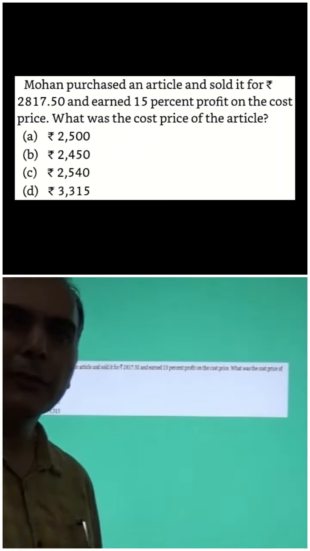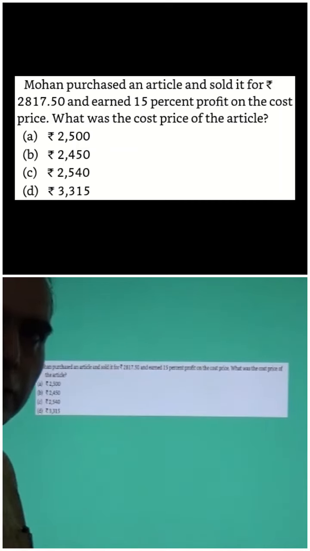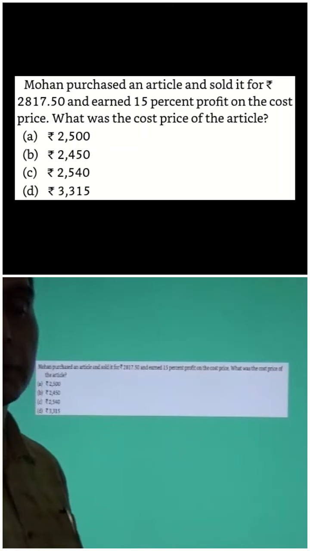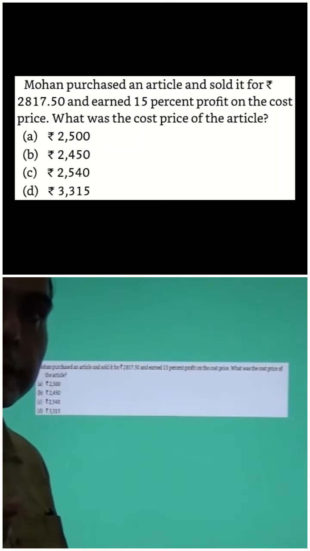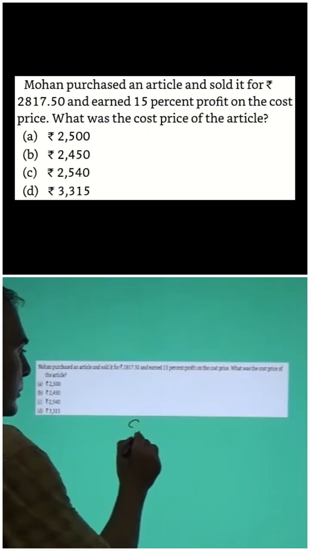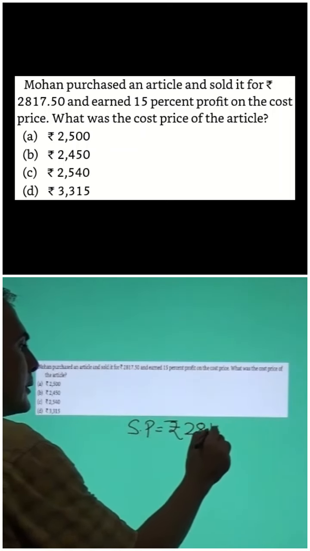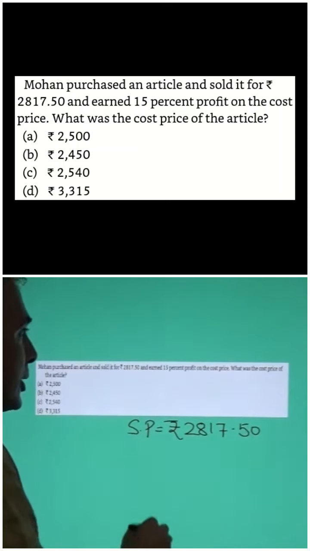Alright friends, a very interesting question over there on screen for you. This is a question pertaining to cost price and selling price, this profit and loss concept. And over here they have provided you the selling price, they have provided you the profit percentage. I'm quickly going to read the question for you. It says, Mohan purchased an article and sold it for 2817 rupee 50 paisa. So the selling price they have provided, and earned 15% on the cost price.